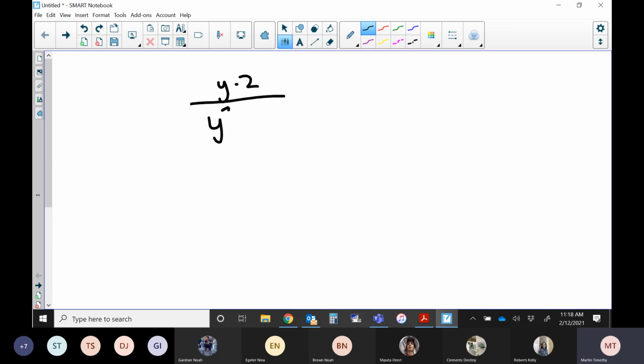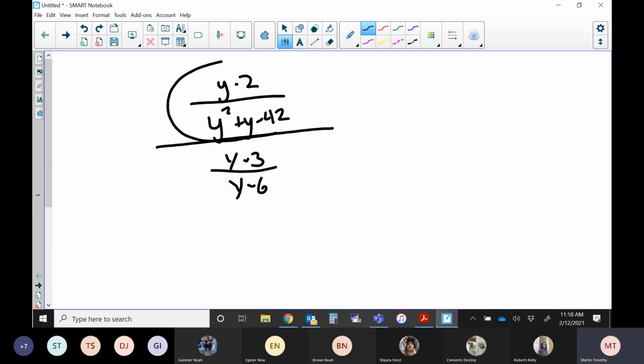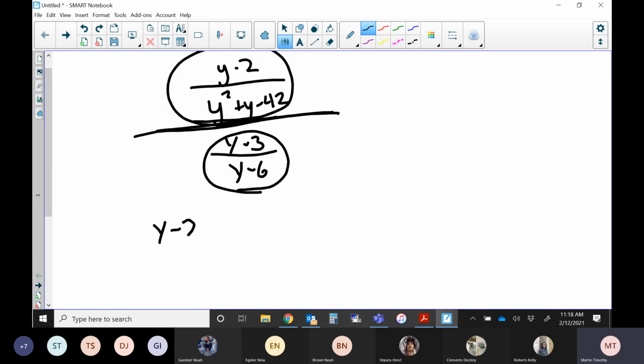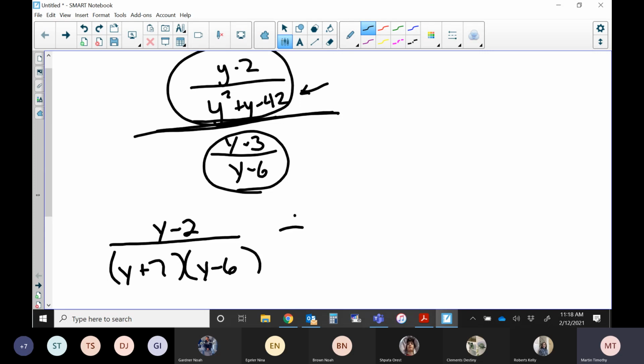Number 6. When I see fraction over fraction, I'm thinking I like this one. Why? Because I have one fraction divided by a second fraction. So right away, I can just change the way this looks. I'm going to go y minus 2 over, and I'm going to factor this while I do this. This is going to turn into y plus 7, y minus 6, and then I'm going to write divide instead of this bar. That's the divide right here. And then I'm going to write the second fraction, y minus 3 over y minus 6.